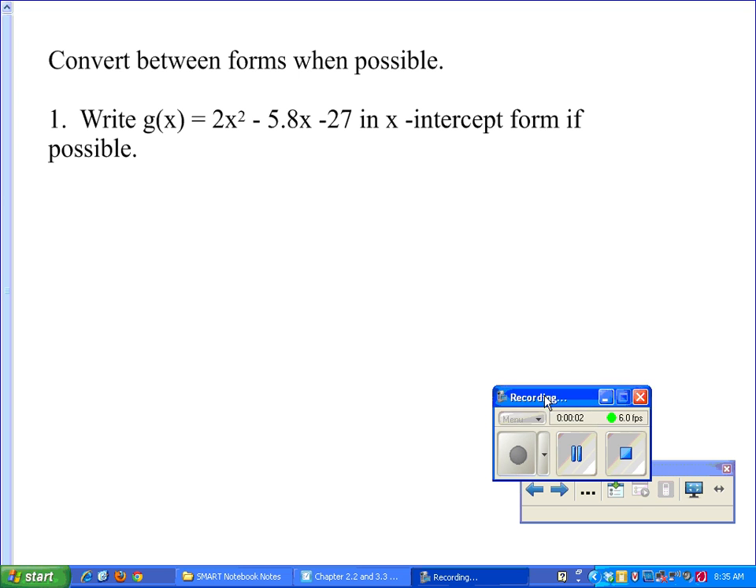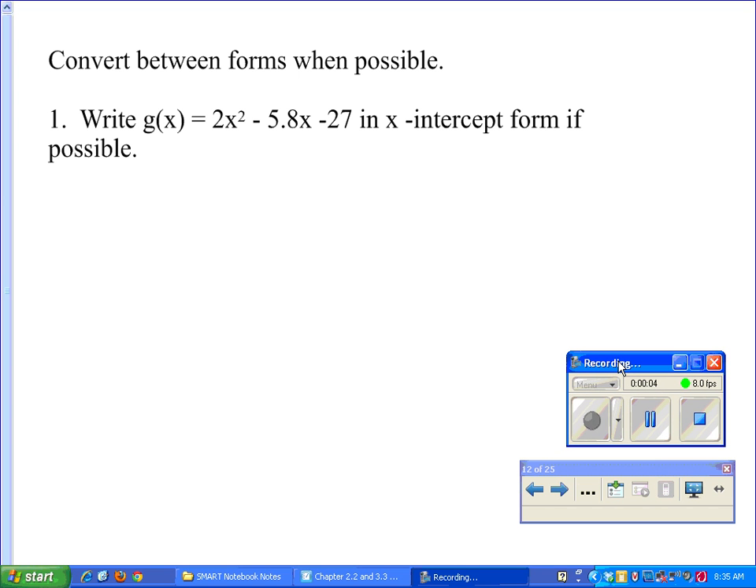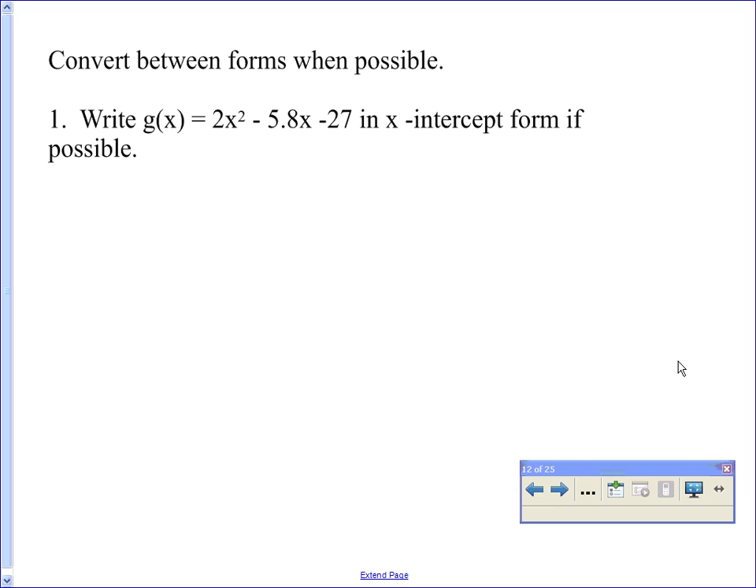Okay, we're still in section 3.3, and the other thing I'm going to do in section 3.3, and this was the last objective, is to convert between the different forms of the quadratic equation when possible. So in this case, I'm giving you a quadratic in polynomial form, and I would like you to write it in x-intercept form.